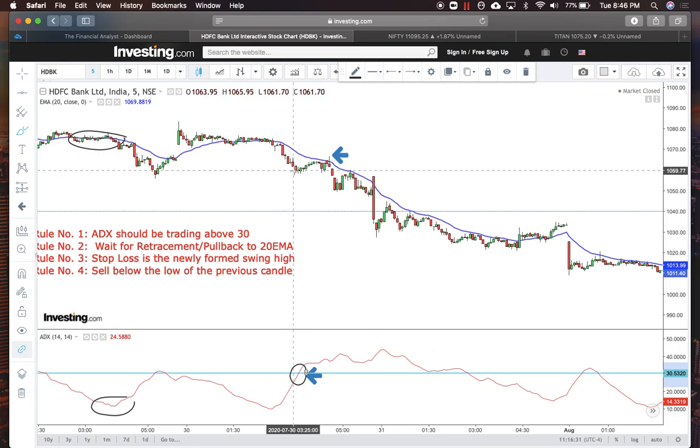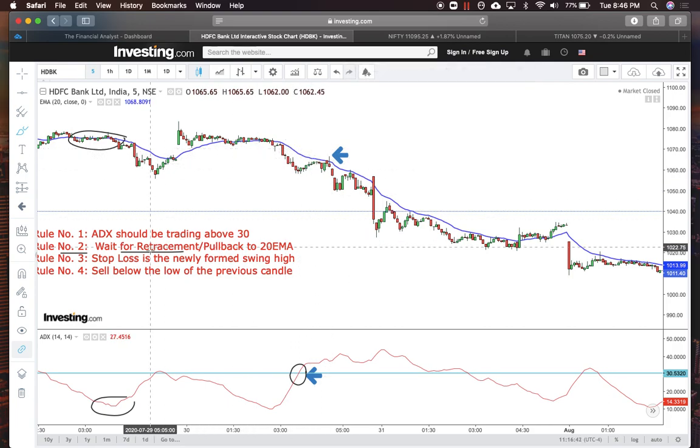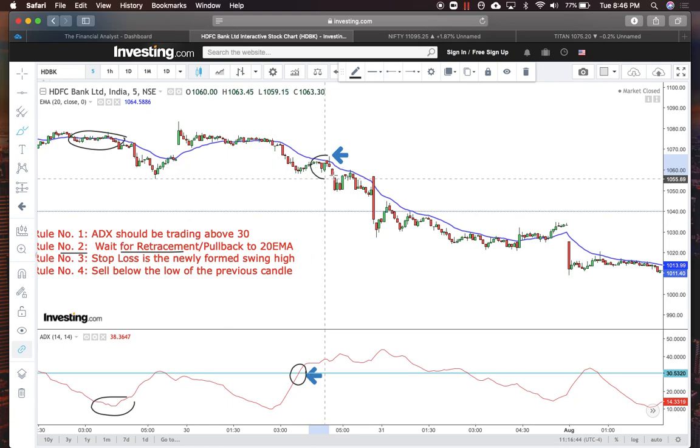So now you want a contraction. You want to wait for rule number two, which tells you to wait for a pullback. So this is the pullback coming towards the 20 period exponential moving average. That's rule number two. It is being satisfied over here.